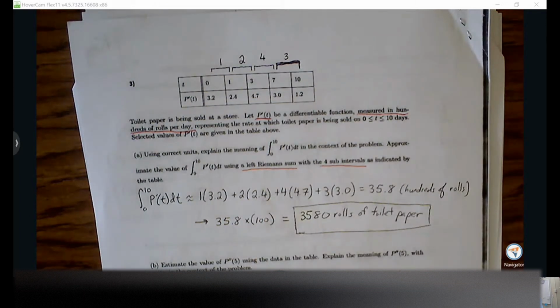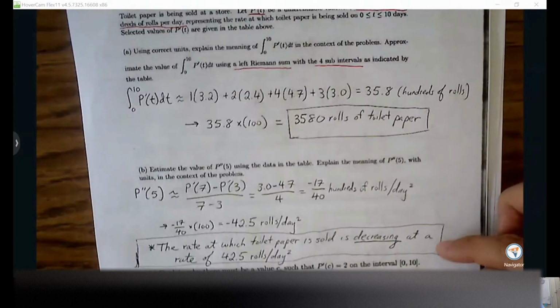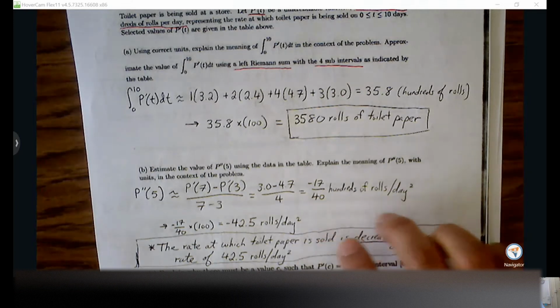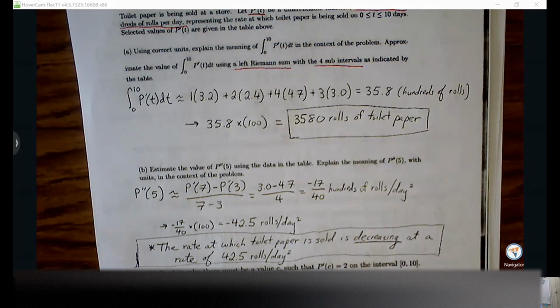Mr. Yang, I'm sorry to interrupt. I had a quick question about part B. I think in your problem, you changed 3.0 minus 4.7, I think for simplicity, you changed it to -17/40. Just multiply the values by 10. Uh-huh. But when you multiply it times 100, doesn't that give you a greater value than what is actually the case?